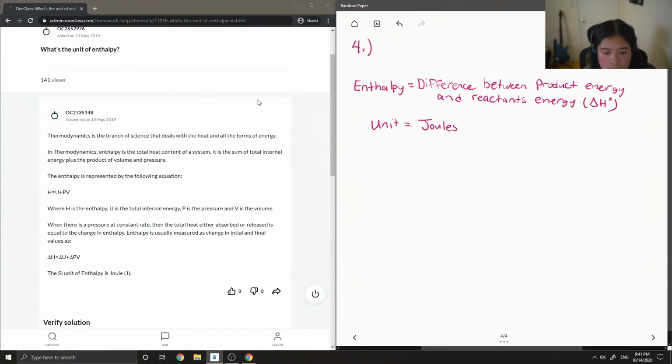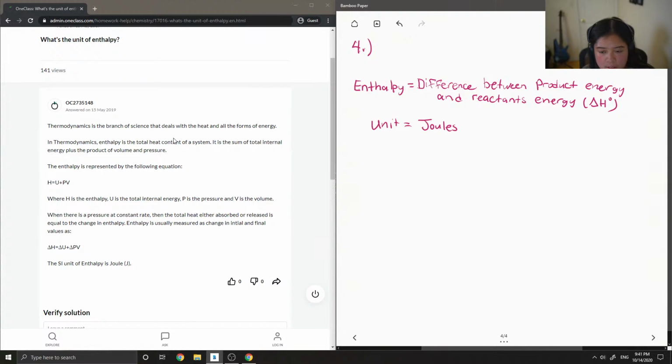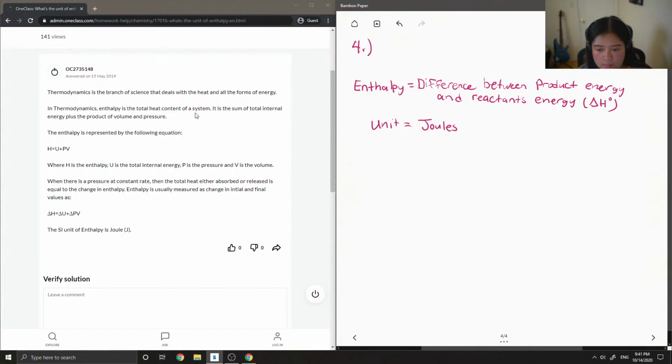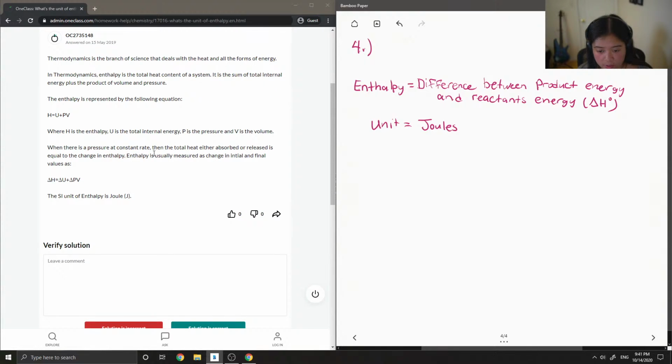So let's just see what this answer says. Thermodynamics is the branch of science that deals with heat and all the forms of energy. Enthalpy is the total heat content of a system. Yep, it is the sum of total internal energy plus the product of volume and pressure. Enthalpy is represented by the following equation: H is enthalpy, U is the total internal energy, P is the pressure, and V is the volume. If there is a constant pressure, then the total heat absorbed or released is equal to the change in enthalpy. Enthalpy is usually measured as a change between initial and final values, as delta H equals delta U plus delta P times volume. And then the SI unit of enthalpy is joules.